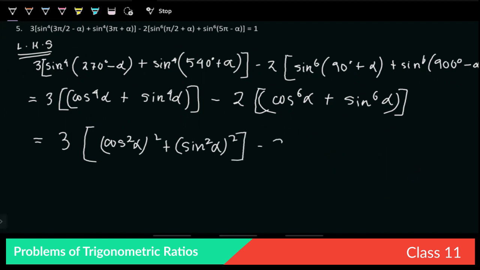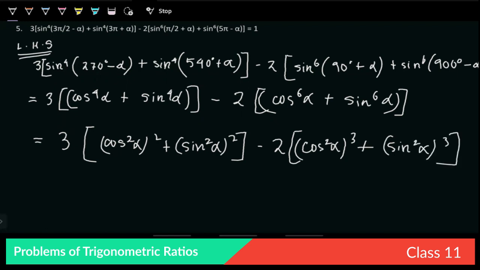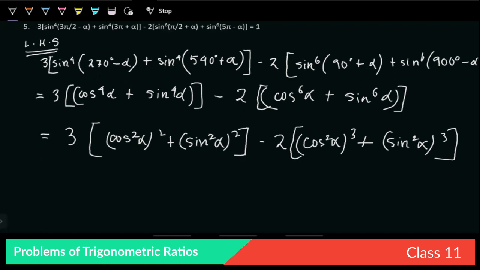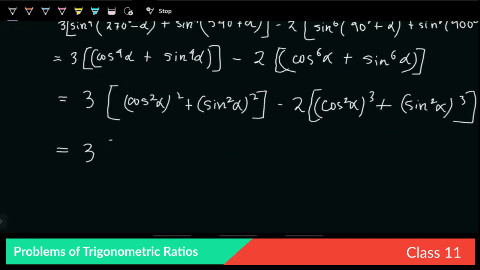Now this cos to the power 6 alpha we can write as cos squared alpha to the power 3, that means (cos squared alpha) cubed, plus this sine to the power 6 alpha we can write as (sine squared alpha) to the power 3. Now see, it has become the form of a square plus b square. Here a square is cos square alpha and b square is sine square alpha.